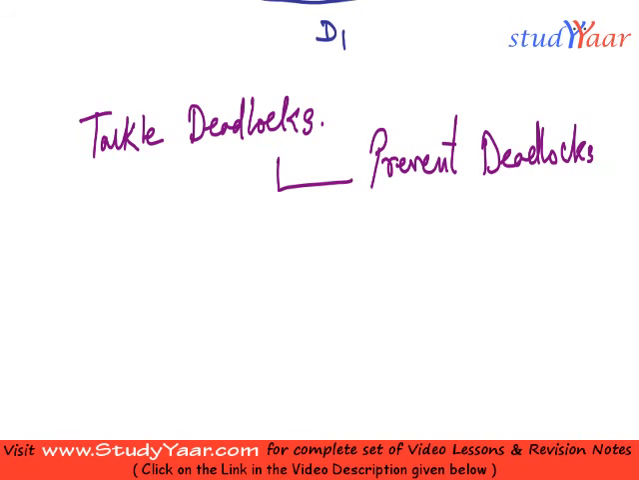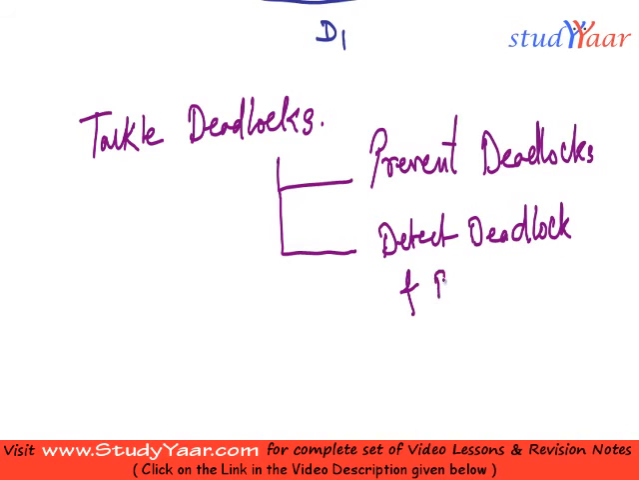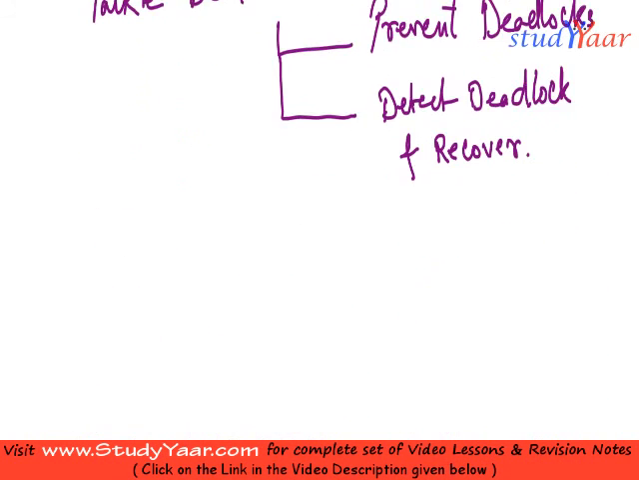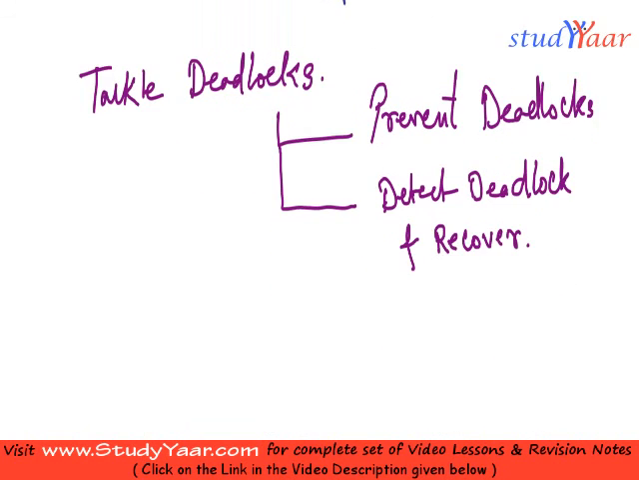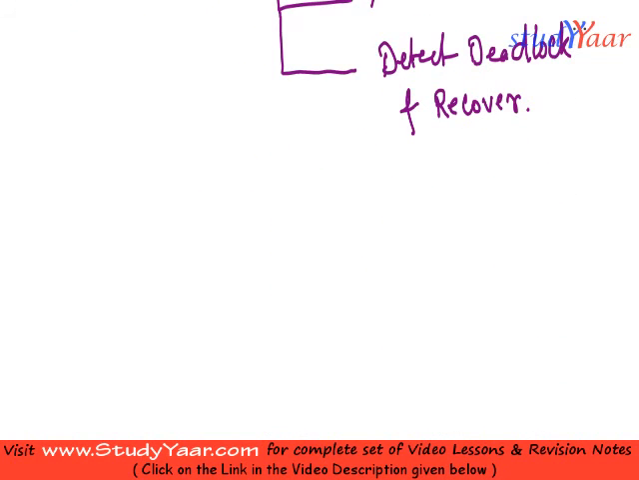The other thing is, you can detect deadlock and recover from it. We will see what that is in a short while. Detect deadlock and recover. So these are the two techniques to tackle deadlocks. Let's talk about deadlock prevention for a while right now. I'm going to write deadlock prevention.